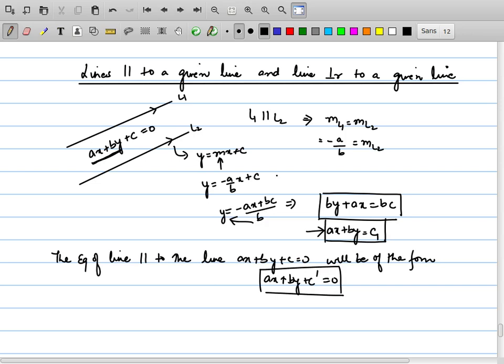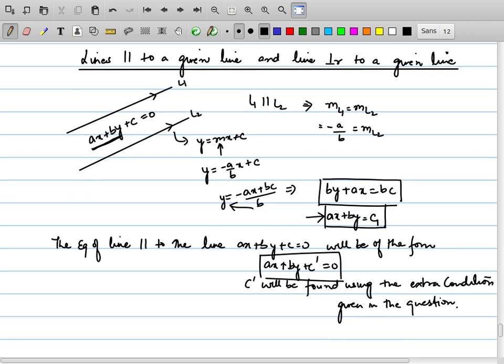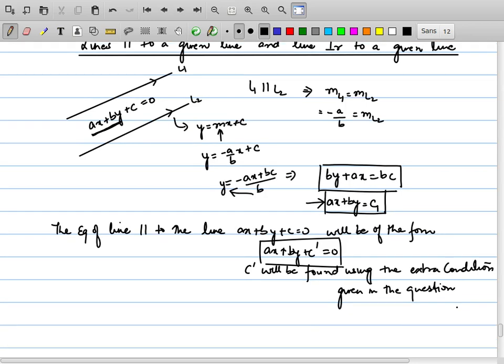You don't have to find the slope and use y equals mx plus c. You can straight away assume your equation to be ax plus by plus c dash. Only the constant part would change, and this c dash will be found using the extra condition or the condition given in the question. You don't have to go through the entire process, just use the same equation but change the constant part to get the equation of the line which is parallel to a given line.